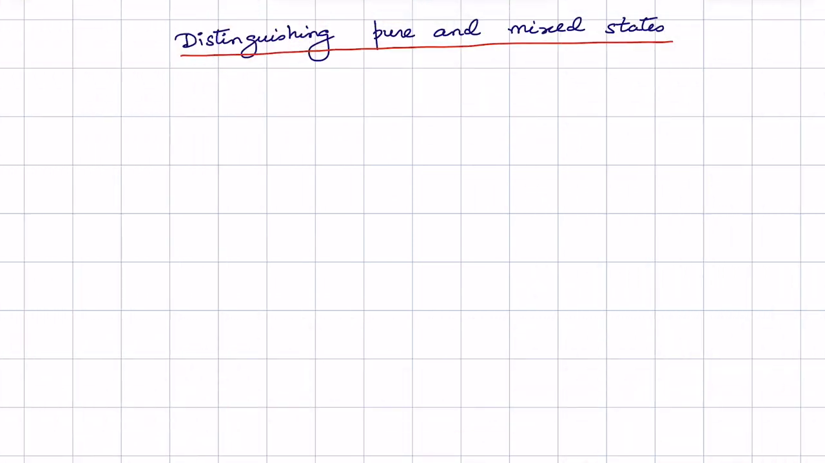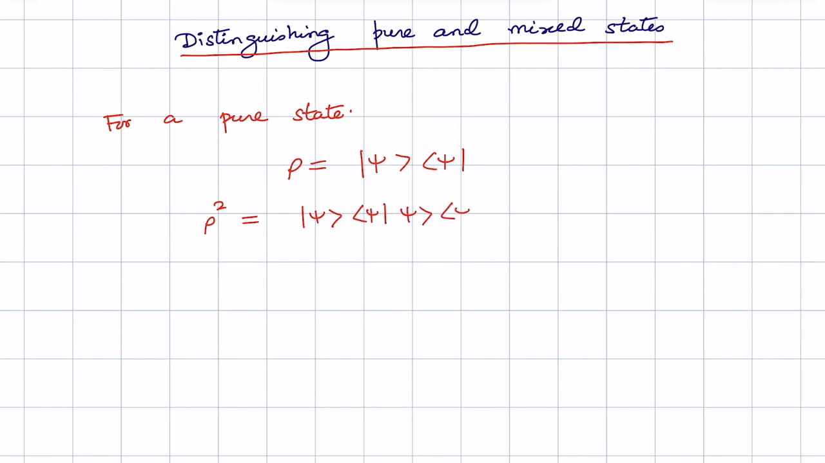Well, it is easy for a pure state. For a pure state, the density operator rho is simply |ψ⟩⟨ψ|, as we all know. If I find out what rho square is, then you see that for the first factor I will have this, and for the other one I will have this. Now because psi is normalized, you are going to simply get again this one, and this is nothing but rho.